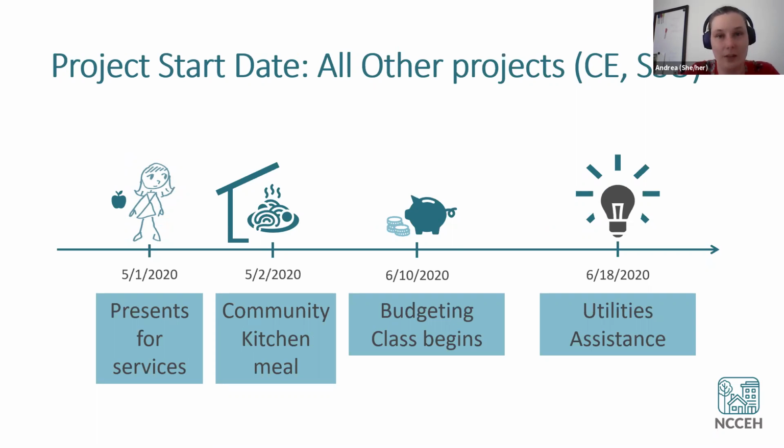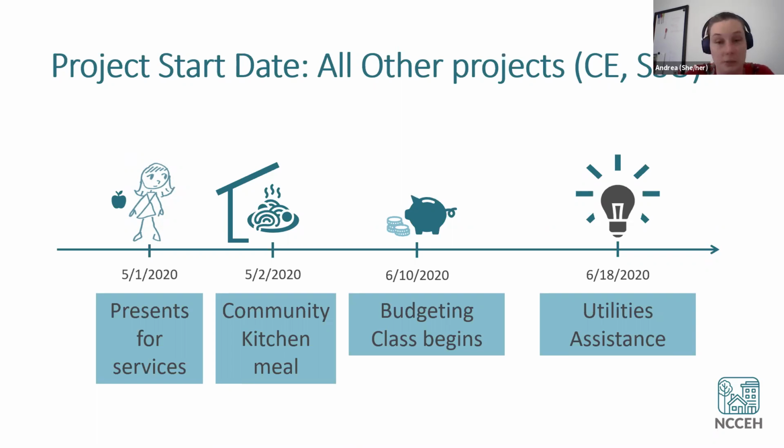Okay, let's talk about other projects like coordinated entry or supportive services only. These are projects that are not sheltering someone. They're not doing move-in support or rental assistance, but the services can be dynamic, right? They can really range. So here Henrietta is presenting for services with some snacks on 5/1, and comes back for the community kitchen meal on 5/2.